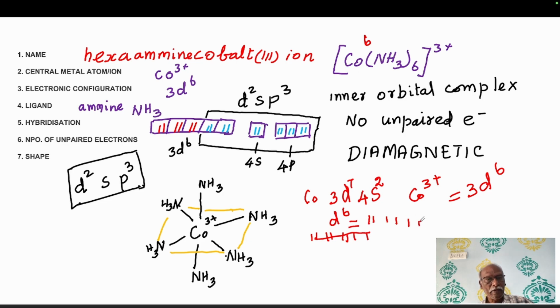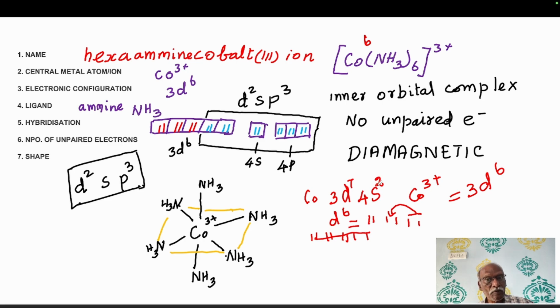Okay, now what happens? Ammonia is a strong field ligand. What does it do? It pushes these electrons inside, and these 2 electrons get inside and pair up, resulting in 3 paired up electrons. The unpaired electrons present in the d orbitals are pushed inside.